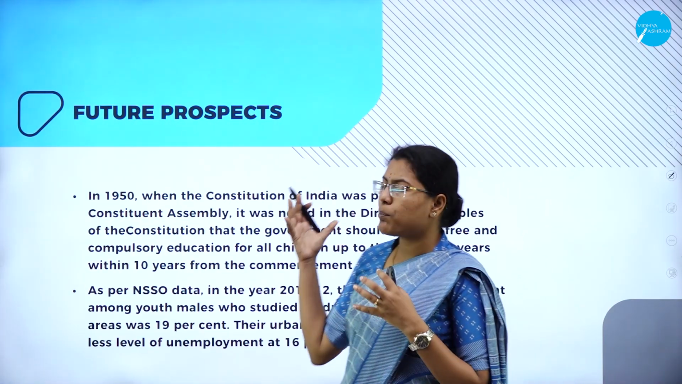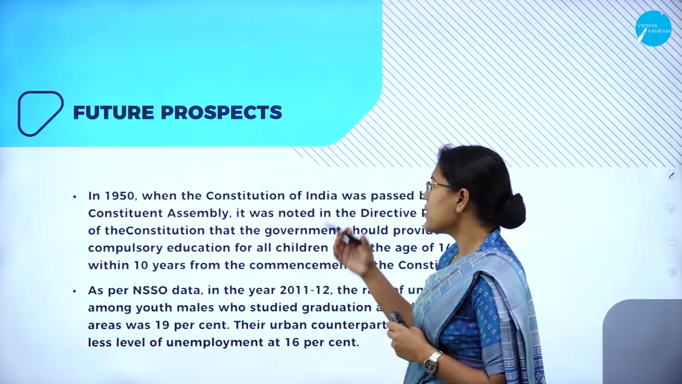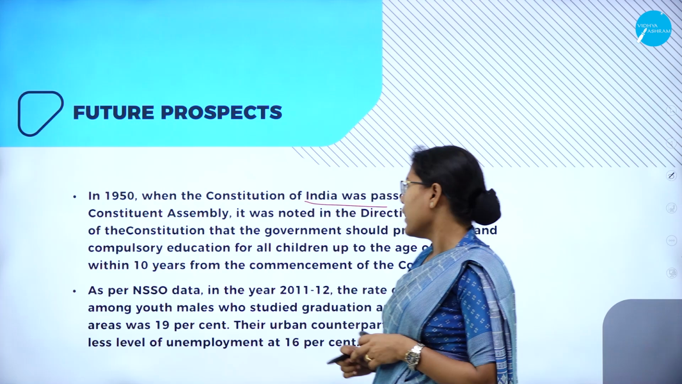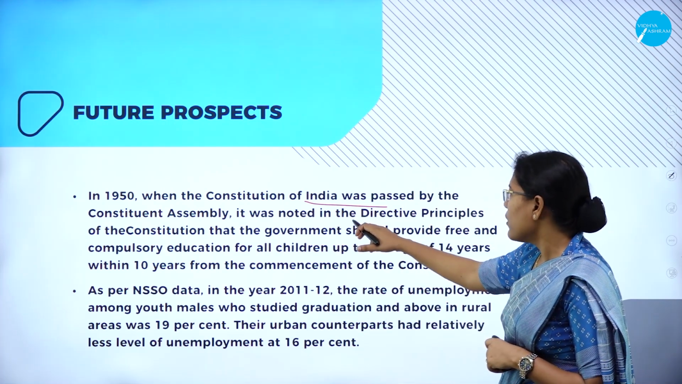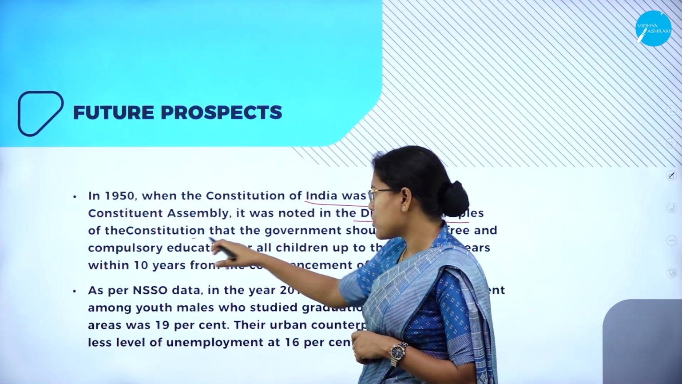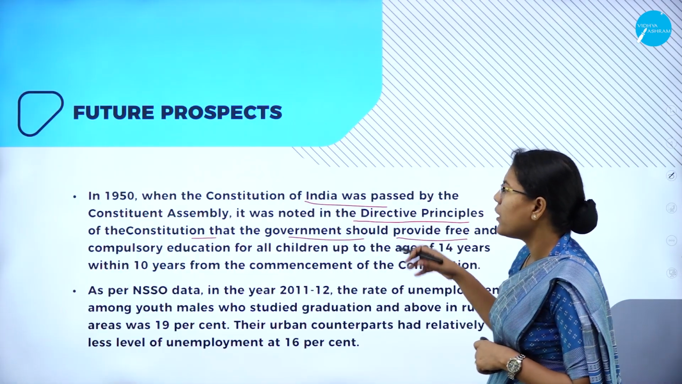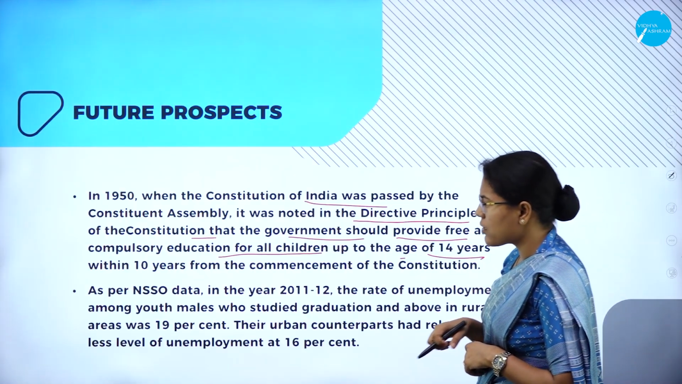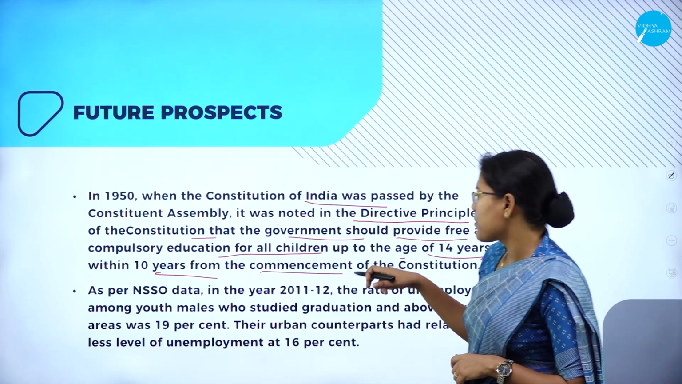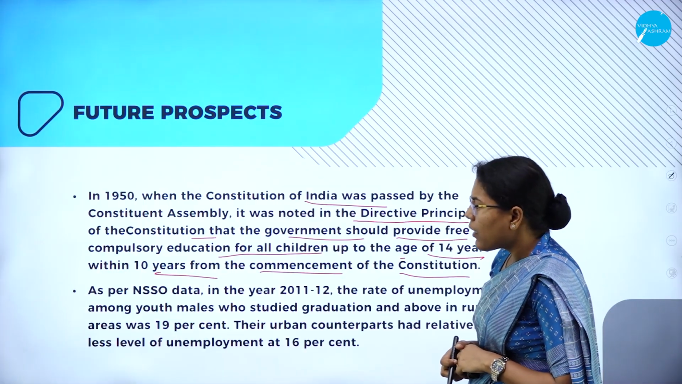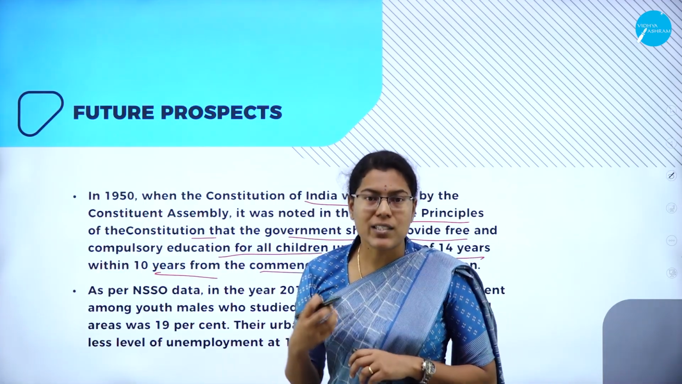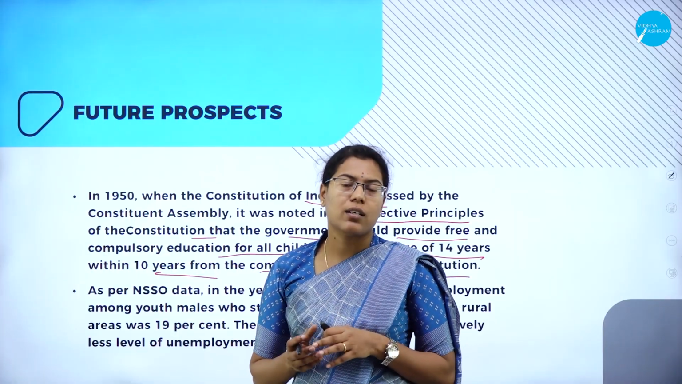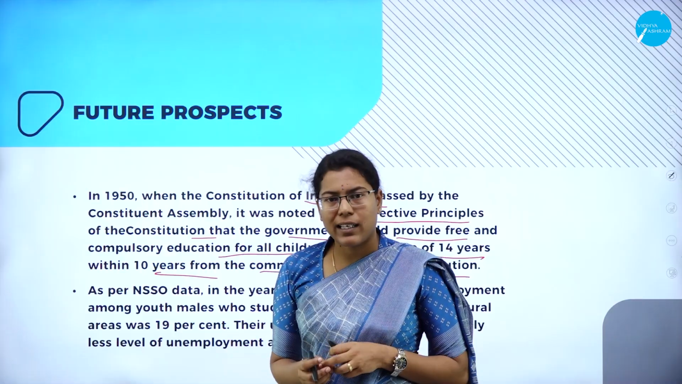Then some of the future prospects: in 1950, when the Constitution of India was passed by the Constituent Assembly, it was decided in the directive principles of the Constitution that the government should provide free and compulsory education for all children up to the age of 14 years within 10 years from the commencement of the Constitution. So still we have to achieve free and complete education, 100% education, for the students in India.